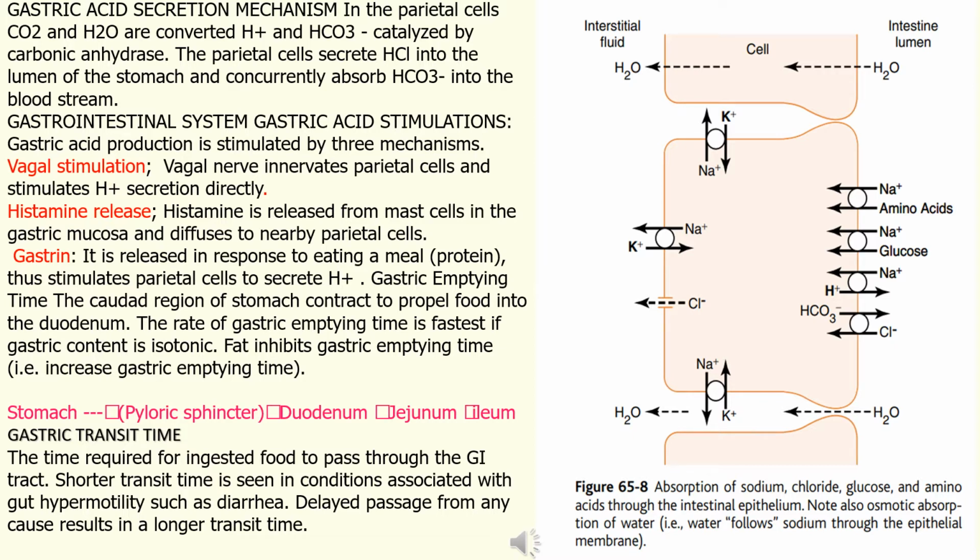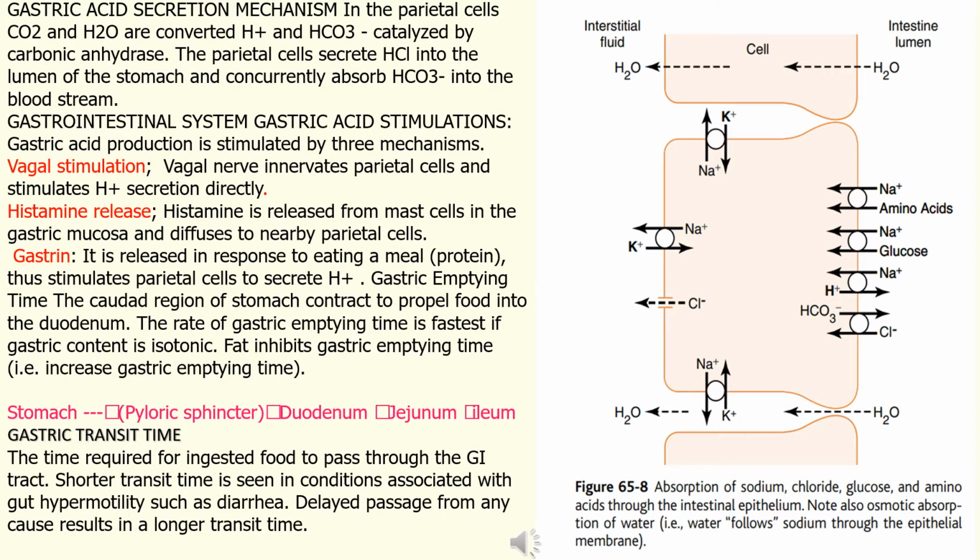Gastrointestinal system and gastric acid stimulations. Gastric acid production is stimulated by three mechanisms. Vagal stimulation: vagal nerves innervate parietal cells and stimulate H+ secretion directly. Histamine release: histamine is released from mast cells in the gastric mucosa and diffuses to nearby parietal cells. Gastrin: it is released in response to eating a meal, especially protein, and thus stimulates parietal cells to secrete H+.